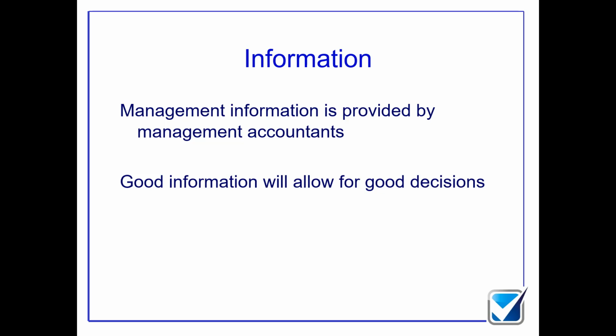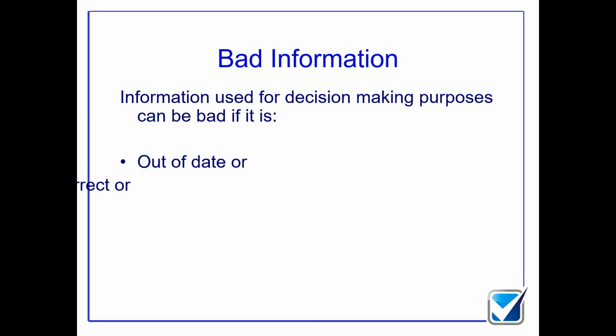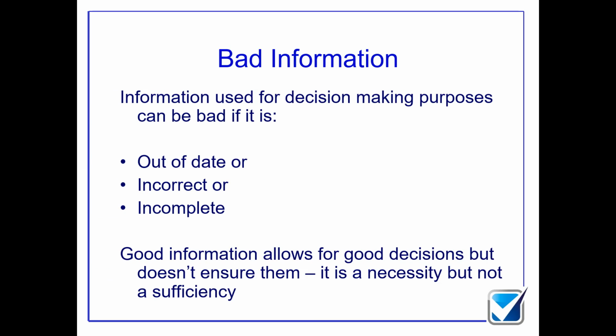So cost accountants collect the data, management accountants process it, turn it into information, and give that to managers. Managers will then make a decision. That decision will have an impact. That impact will be measured by the financial accountants. Now, if the information that we're providing to managers is bad, then we will always, and I do emphasize this word always, have poor decisions. Bad information equals poor decisions.